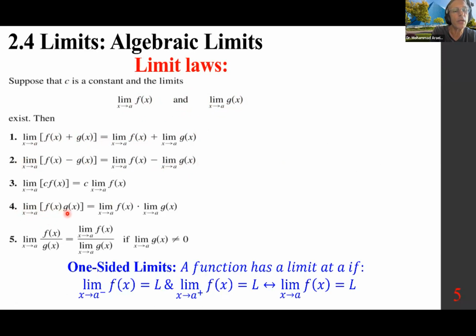The fourth one, the limit of the product is the product of the limits, and the limit of the quotient, or the ratio, is the ratio of the limits. Needless to say, the denominator can't be zero. Number 3 says if you have a constant, you can take it out because the limit pertains to x.